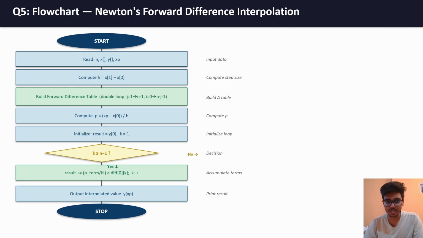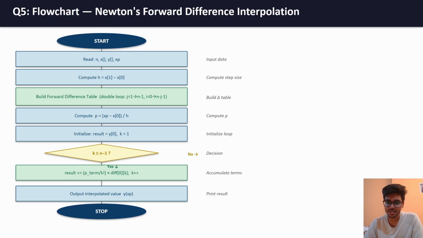The fourth box computes p using the formula p equals xp minus x naught divided by h. This gives us the fractional position of our interpolation point within the table. The fifth box initializes the variables for the summation loop. Result is set to y0, and k is set to 1 to start the loop counter. Then we reach the diamond shaped decision box. Is k less than or equal to n minus 1? The diamond shape always represents a yes or no decision in a flowchart.